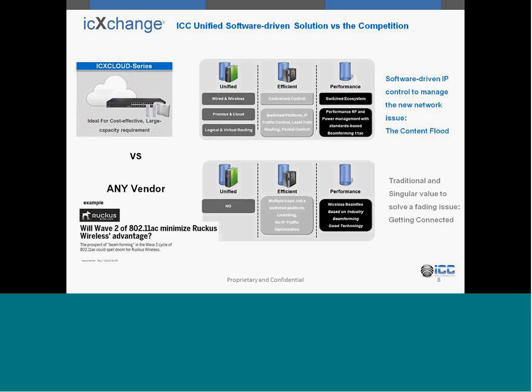The centralized control nature of the switching platform, which is not conducted on a PC platform, is central to maintaining the level of performance of the overall system, as well as the least path routing and other higher level functionalities for packet control. And then from a performance standpoint, the switched ecosystem, as well as the performance RF and power management capabilities, and then beamforming within the 11AC standard, all come together to form a very software-driven and IP-controlled environment to manage how the network deals with the content flood.